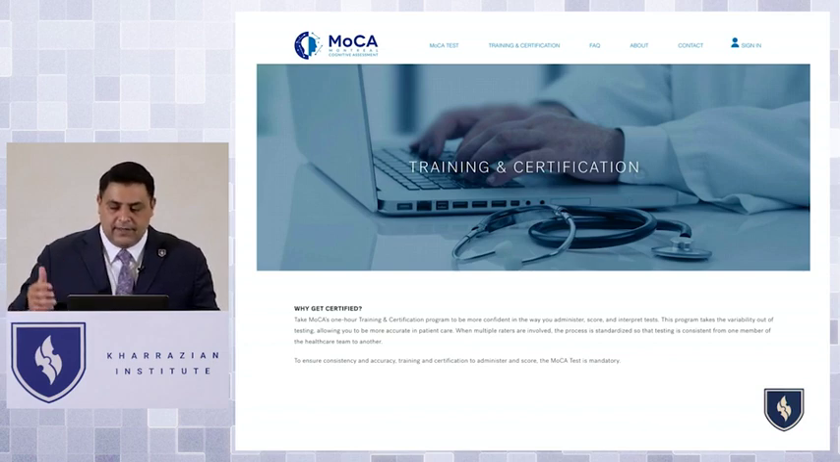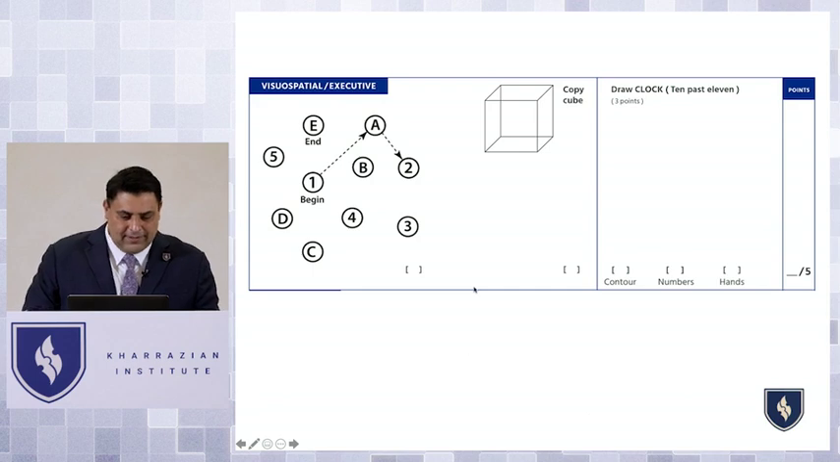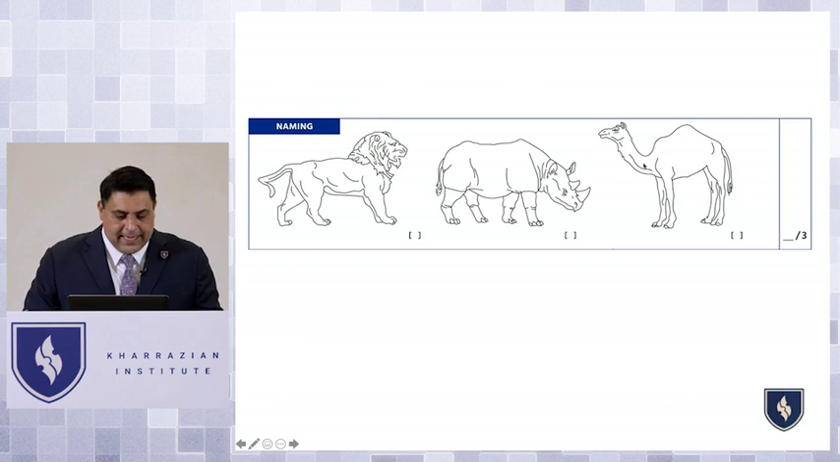And once you're certified in it, that means you've gone through actual training to use the form. It's not hard to use the form. It's pretty self-explanatory. As you go through the form for the first part, they have to figure out that 1 correlates to A, 2 correlates to B, 3 correlates to C, and 4 correlates to D, and they just draw this. Then they draw a cube, and they draw a clock at 10 past 11. Then they go through and name the animals.